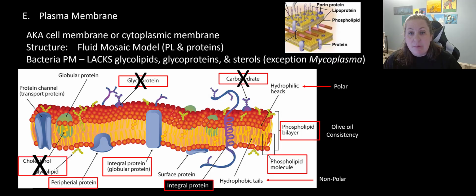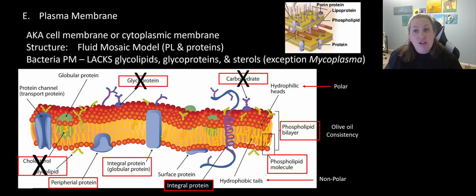Now, there is an exception with the mycoplasmas. They do have the sterols that are present, but they are not going to have most of these extra structures that you find on eukaryotic plasma membranes.